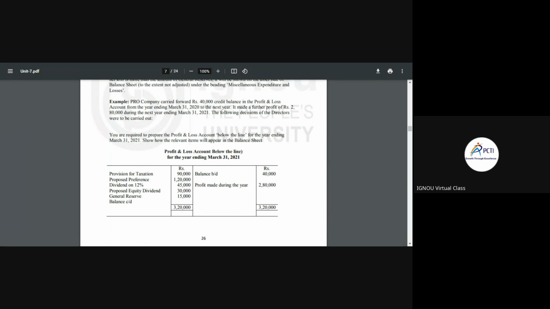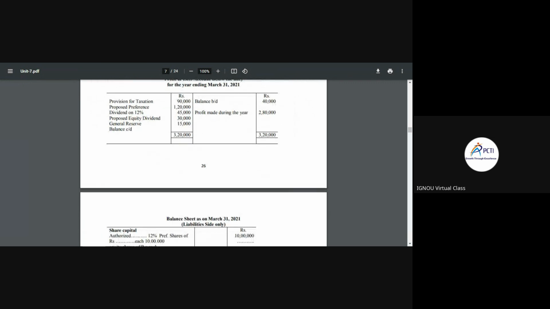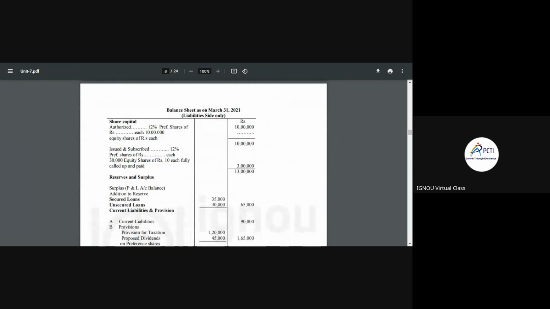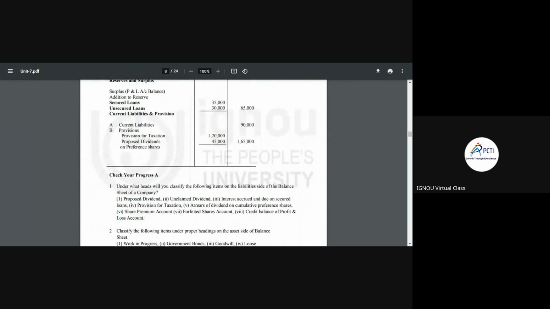So we basically have a P&L account that will be below the line for the year ending 31st March 2021. Like this, we can show all the balances and all the things which are given in the question.